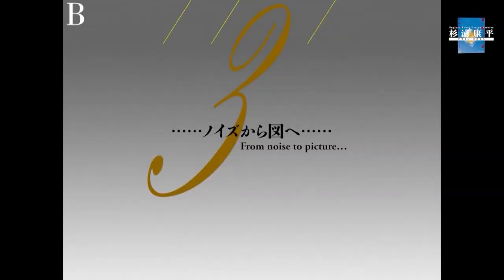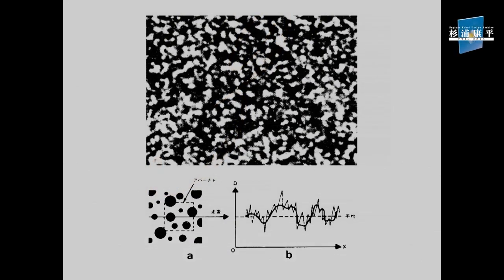This is my work on From Noise to Picture. First, let us see an enlargement of silver particles on the photo film. If you magnify the surface of the black and white film that was once used in photography with a microscope, you can see the appearance of randomly scattered silver particles like this.